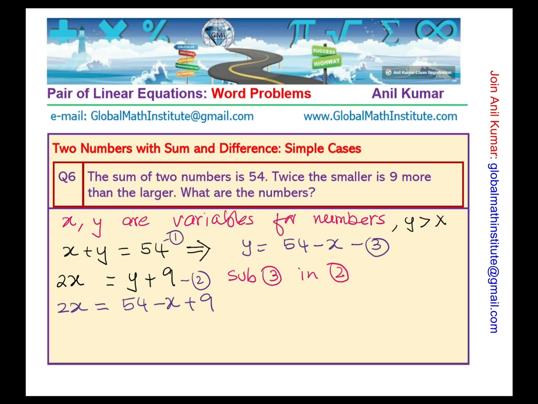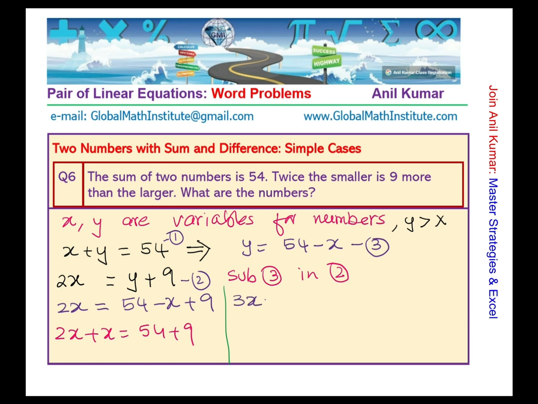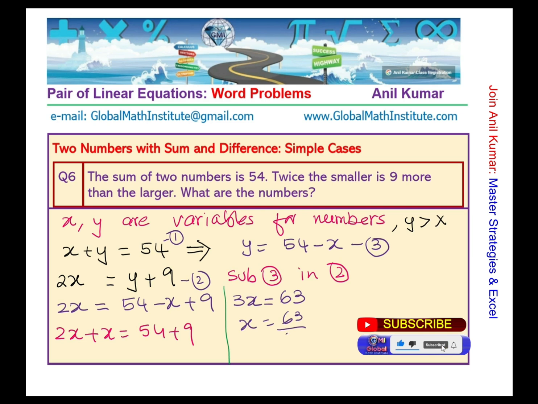Now bring x to the left hand side. So you get 2x plus x equals 54 plus 9. And now we can solve for x. Clear? So 2x plus x is 3x, and 54 plus 9 is 63. Okay? So x will be 63 by 3. So x is equal to 21. So we got the value of x.